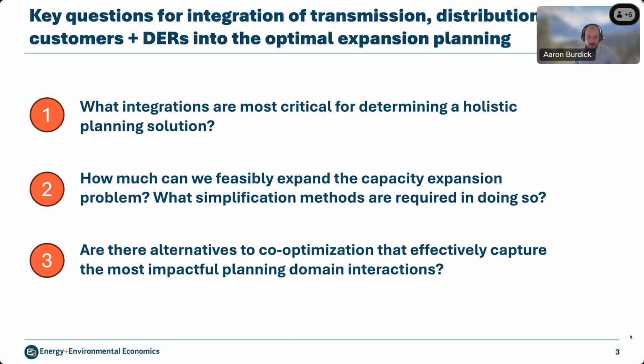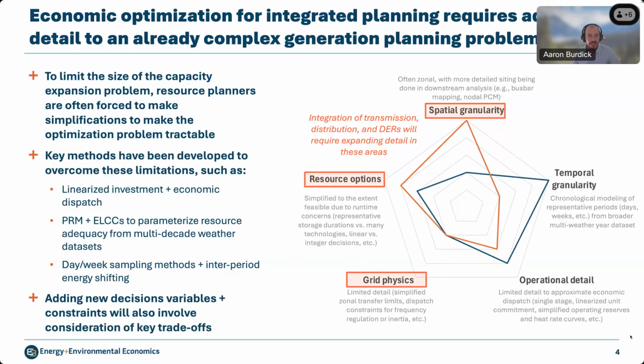And then third, are there alternatives to this full system co-optimization, such as model iterations, that can effectively capture these critical domain interactions? So when we think about the generation capacity expansion problem, we have to understand that we're already making trade-offs just to solve the generation problem. So we have to trade off spatial granularity, temporal granularity, operational detail, grid physics representation, and the amount of resource options that we consider.